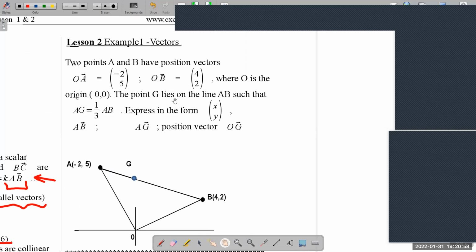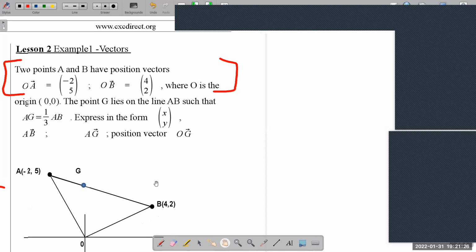The point G lies on a line AB such that AG, this is kind of confusing already. Let me take this again. First thing first, let's break it up. I'm going to separate this first part here. So let me see if everybody is with me so far on this part. You realize they didn't give you the points. But suppose I was to ask you about point A. How would you be able to give me point A?